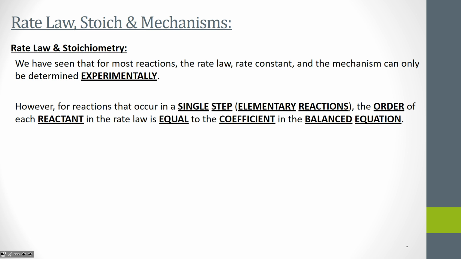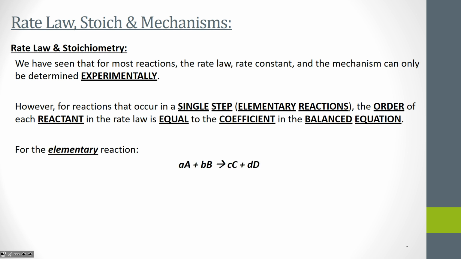We've seen that for most reactions, the rate laws, the rate constant, and the mechanism, we can only figure these things out experimentally. Now, if we have a single step reaction, or an elementary reaction, the order of each reactant is equal to the coefficient in the reaction. So we don't actually have to do the trial 1, trial 2, initial rates method. We can just take the coefficients and put them right into our rate law. And that's only for single step reactions, and you'll always be told if a reaction is an elementary or single step reaction.